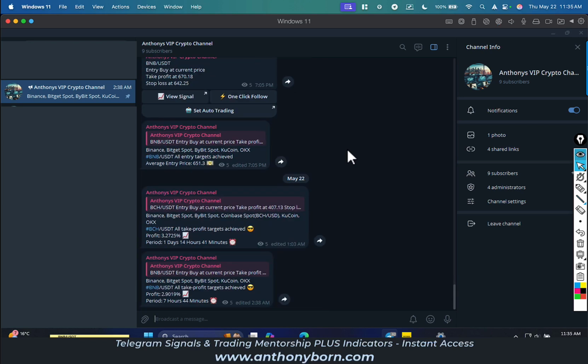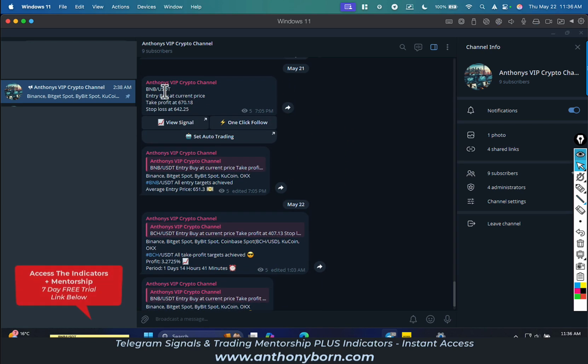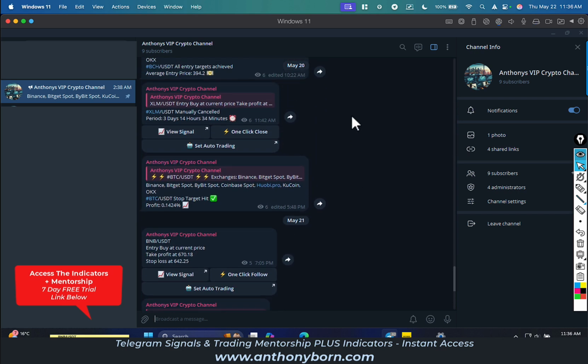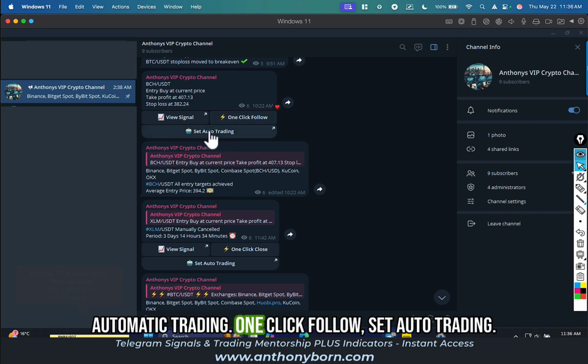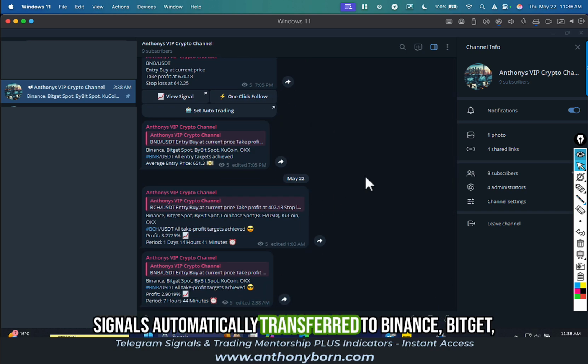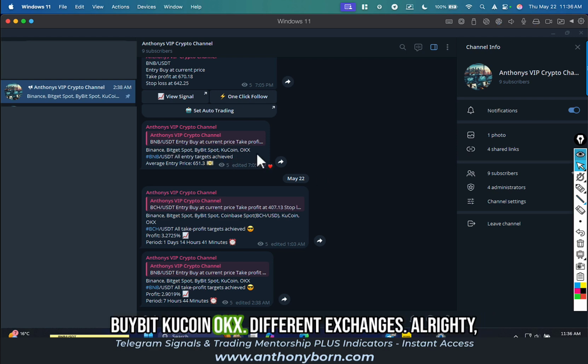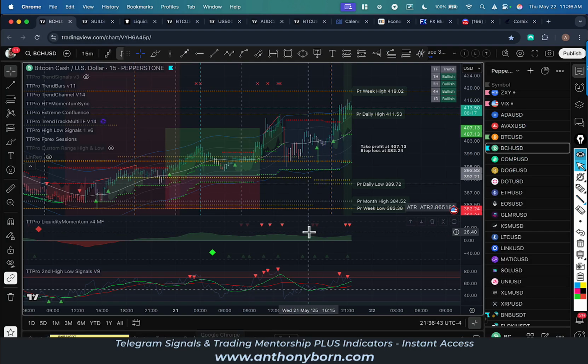So this is our VIP crypto, and we took this Binance trade here and Bitcoin Cash here. You can actually set this to automatic trading. One click follow, set auto trading. So you can actually have these signals automatically transferred to your exchange. There's Binance, BitGet, Bybit, KuCoin, OKX, a bunch of different exchanges. Alrighty, let's just go back and we'll have a look at these signals.